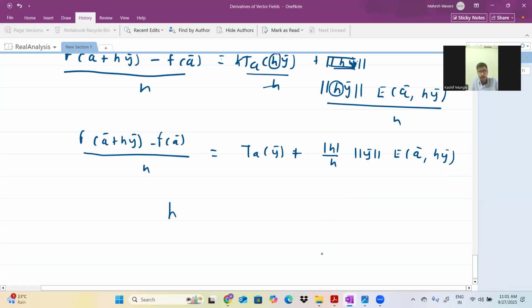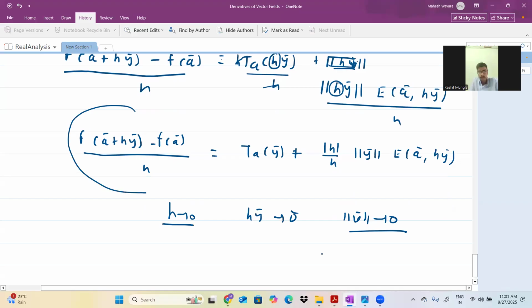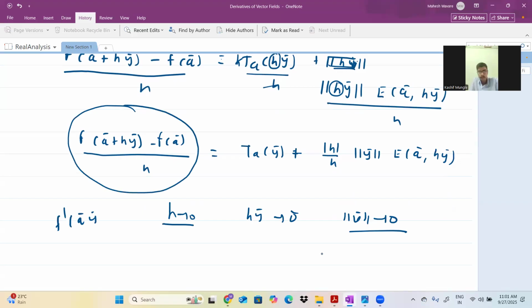But when h tends to 0, hy bar is also tending to 0. That is, you are taking norm v tends to 0. So when you let the limit h tends to 0, it means norm v tends to 0. So the limit of this expression is f dash of a bar comma y bar. Since h tends to 0, if you approach from the positive side, it is plus 1. If you approach from the negative side, it is minus 1.